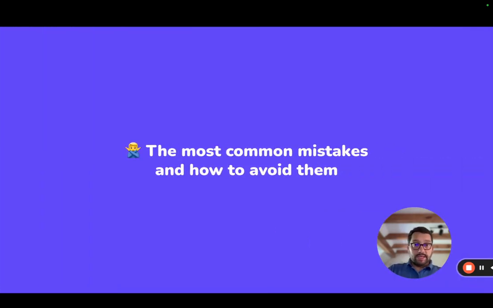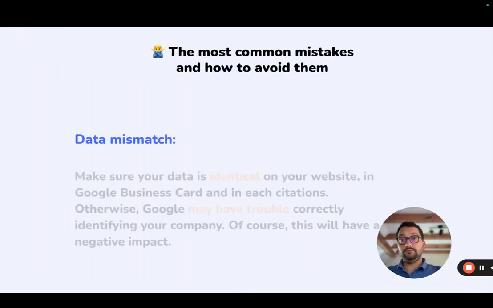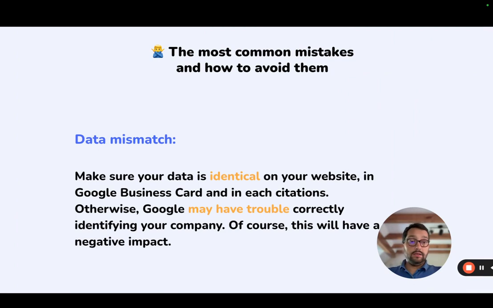The most common mistakes in adding to citations and how to avoid them. Again, data consistency. It's crucial. Make sure that the data is identical on your website, in Google Business Profile, and in each citation. Otherwise, Google may have trouble correctly identifying your company. Of course, it will have a negative impact. So again, data consistency, I can repeat it many, many times.